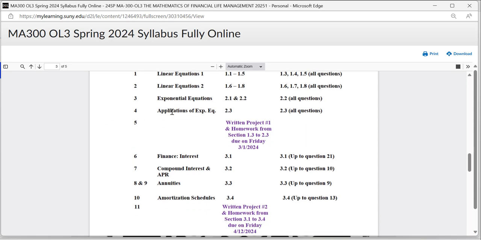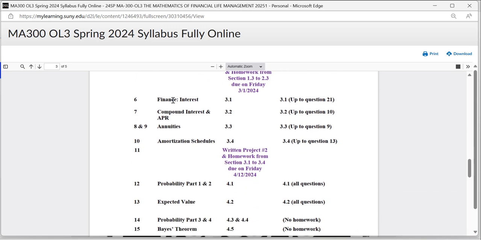And week 5, you're going to work on written project number 1. You usually have 1 week to complete written project number 1. And then homework from section 1.3 to 2.3, both due on Friday, March 1st. So pay attention to this due date. It's everywhere. You won't miss it.